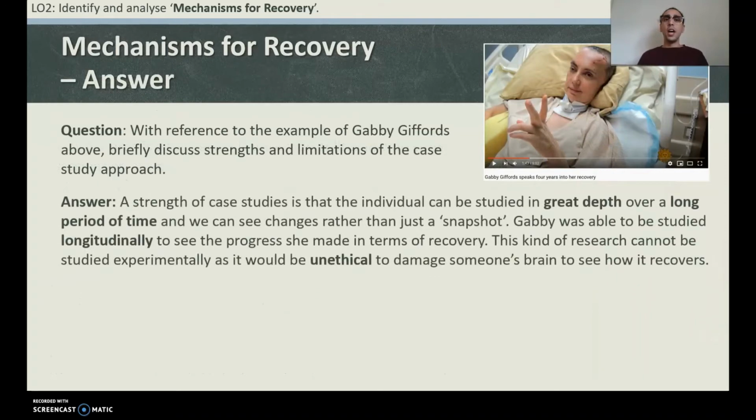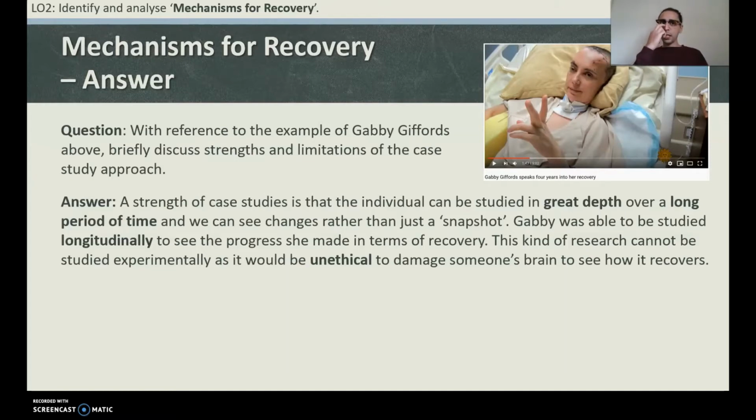Here it is. Answer. A strength of case studies is that the individual can be studied in great depth over a long period of time, and we can see changes rather than just a snapshot. Gabby was able to be studied longitudinally, which is over a long period, to see the progress she made in terms of recovery. This kind of research cannot be studied experimentally, as it would be unethical to damage someone's brain to see how it recovers, right?